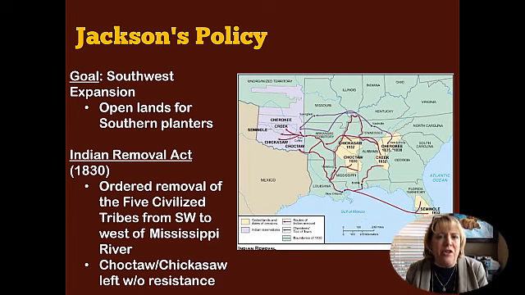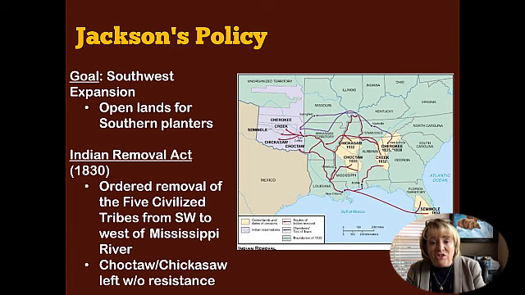So Jackson's goal during his presidency was to expand the Southwest. We would call it the Southeast today. It's those states down there like Georgia and Alabama and Tennessee and Arkansas, that territory right there. He wants to expand the land there to open it up to more Southern planters, to give us more opportunity to grow more cotton. Well, the Indian Removal Act of 1830 was designed to do just that. It's going to order the removal of the 5 civilized tribes from the region.